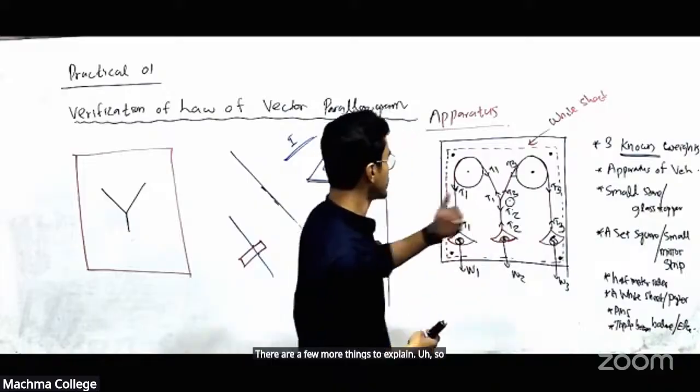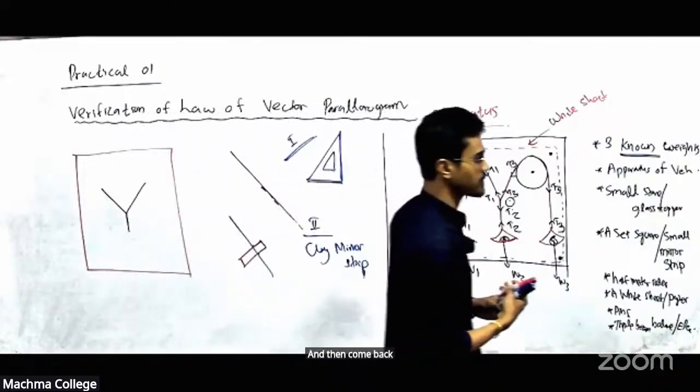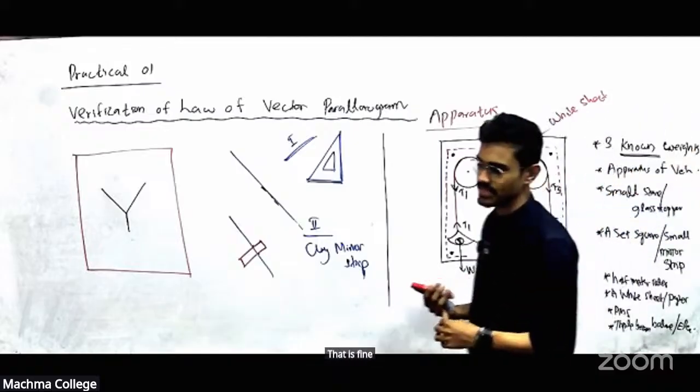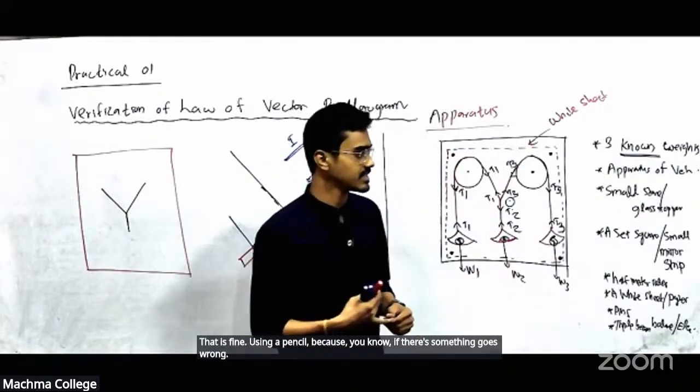Before that, we'll write the note and then come back. Otherwise, if I explain everything at once... Why are we marking in pencil? That is fine. Using a pencil, because if something goes wrong, you can erase. Simple as that.